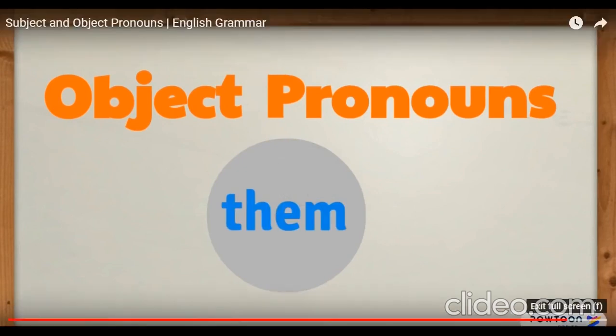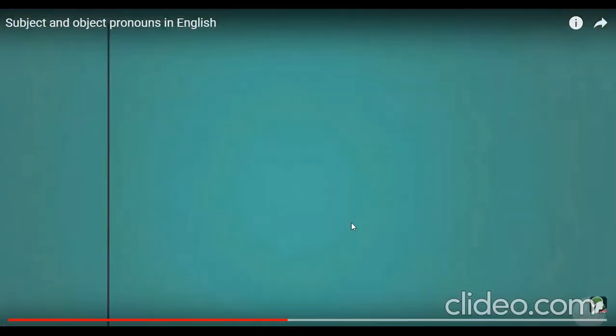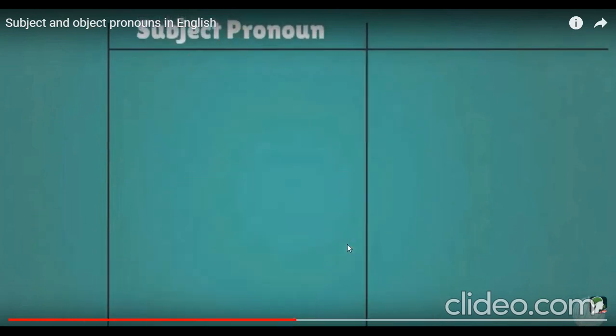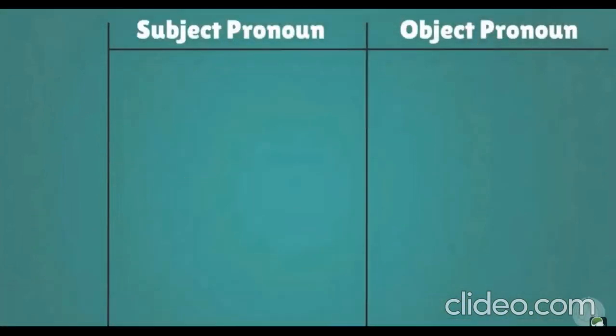Okay, these are the object pronouns. Now let's put them in a table. Let's try to put them in the table and try to do it by yourself. Let's practice writing it on the side. Okay, write it down, complete. Subject pronouns, object pronouns.